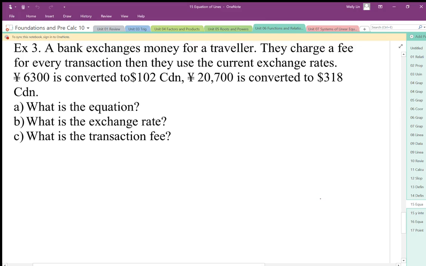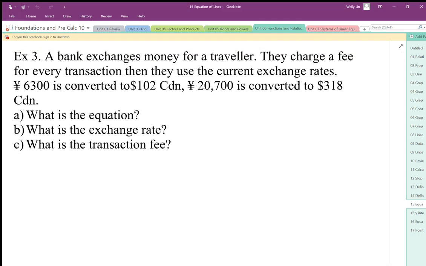So we're going to establish, first of all, the independent variable. The input will be the yen. Okay, that'll be our x. And the dependent variable looks like to be the Canadian dollars, which will be our output, or y. So we want to come up with this equation.